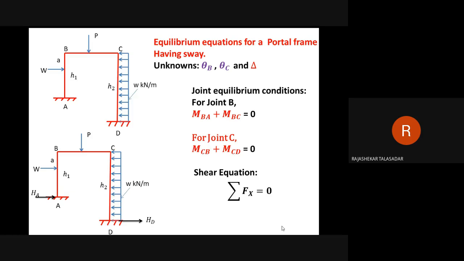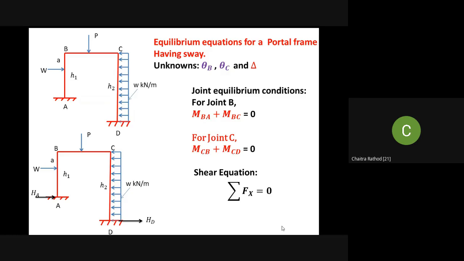Is it clear? Now can you tell me what is sigma Fx equals 0 for the whole frame? Anybody, can you try? You have to take the algebraic sum of the horizontal forces and equate it to 0. Can anybody try? HA plus W plus... One of you.